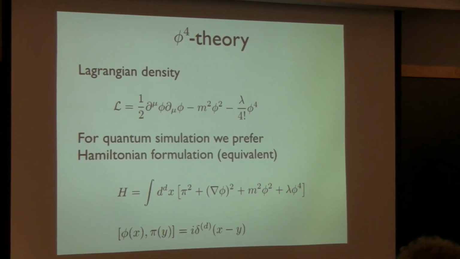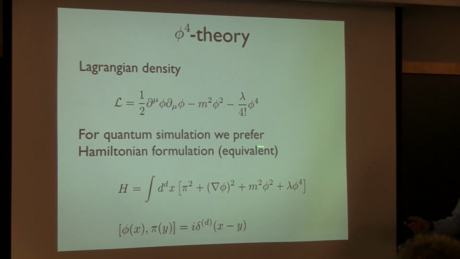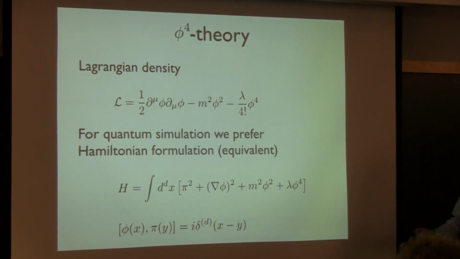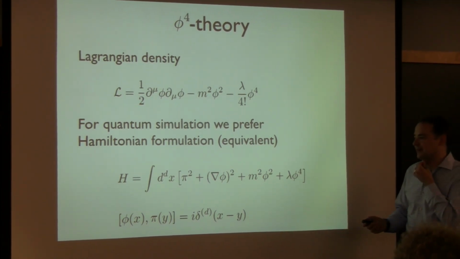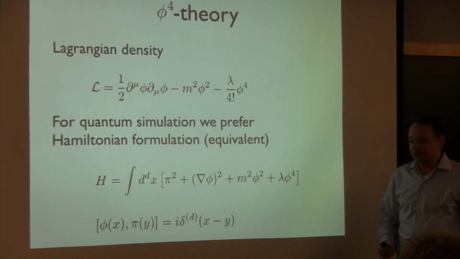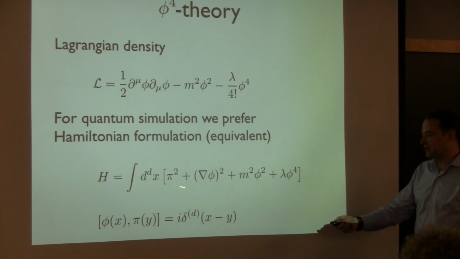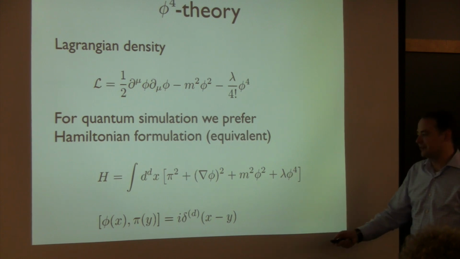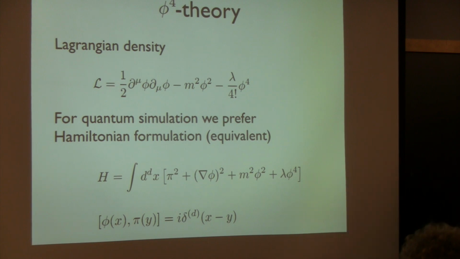So our main example, the one I'll tell you about today, is φ⁴ theory. So here's our Lagrangian, the standard one, with non-zero bare mass. And for quantum simulation, we just prefer to think of it in a Hamiltonian formulation because it maps more directly onto existing quantum simulation algorithms. So then we have some Hamiltonian, which in principle is continuous in space, with canonically conjugate operators associated with every location.